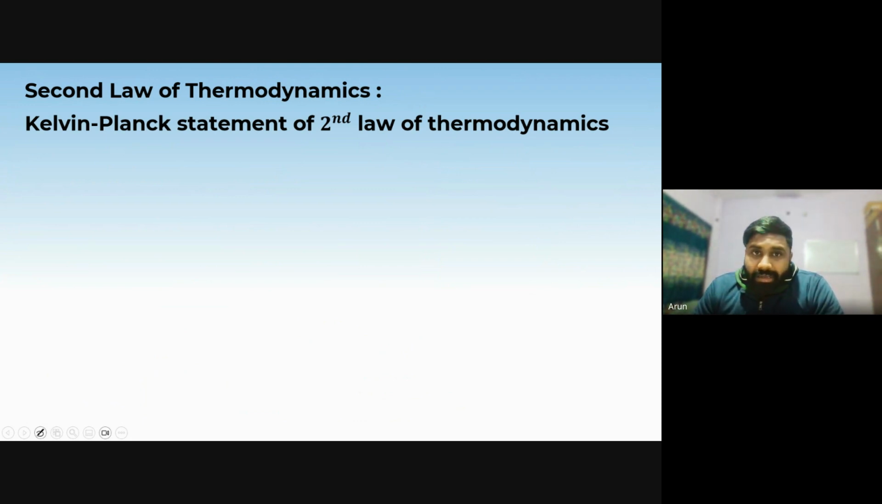Now, second law of thermodynamics. So in the second law of thermodynamics, we have two statements. First is the Kelvin-Planck statement, and second we have the Clausius statement. So the Kelvin-Planck statement of the second law is nothing but the conservation of energy. These two statements have different names, although the law is the same.